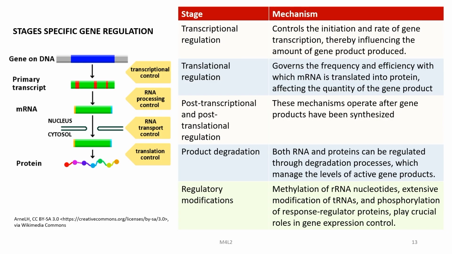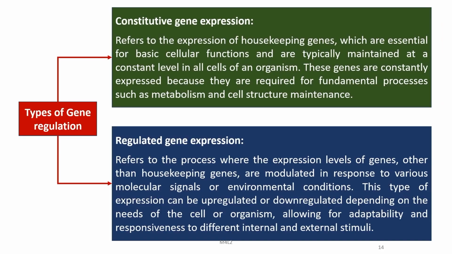Then there are regulatory modifications: the methylation of RNA nucleotides, rRNA nucleotides, extensive modification of tRNA, and phosphorylation of response regulator proteins. They play a crucial role in gene expression control. Now, if we look into the different types of gene regulation, it can be broadly divided into two types.